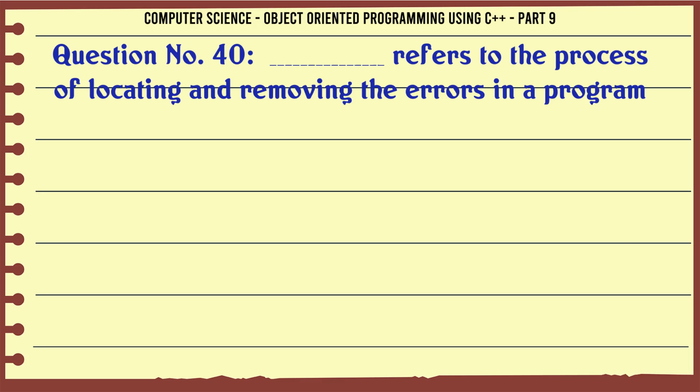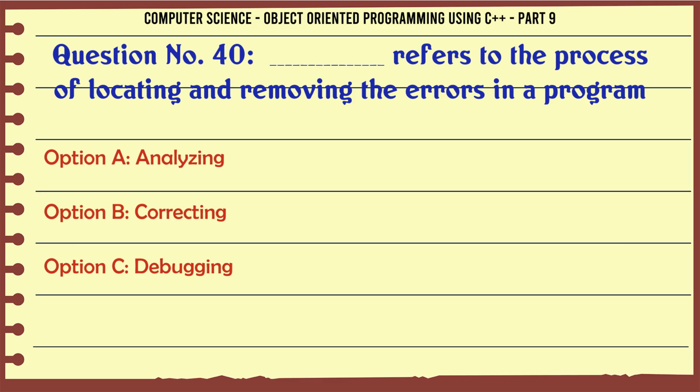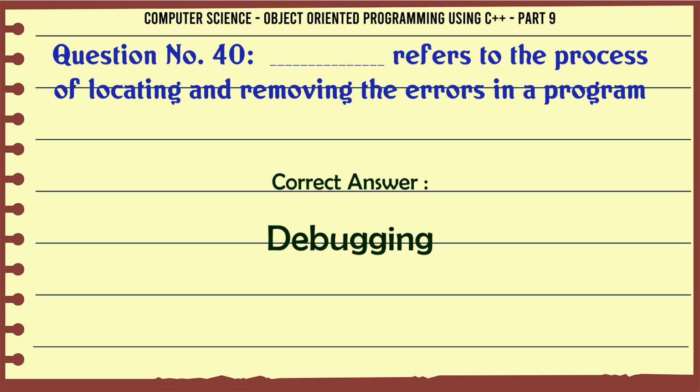Refers to the process of locating and removing the errors in a program: A. analyzing. B. correcting. C. debugging. D. executing. The correct answer is debugging.